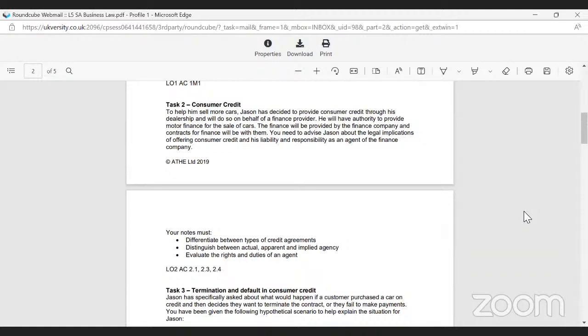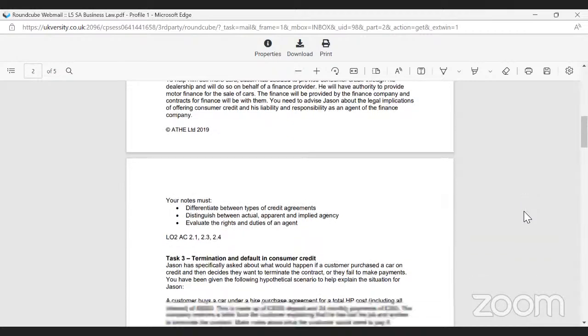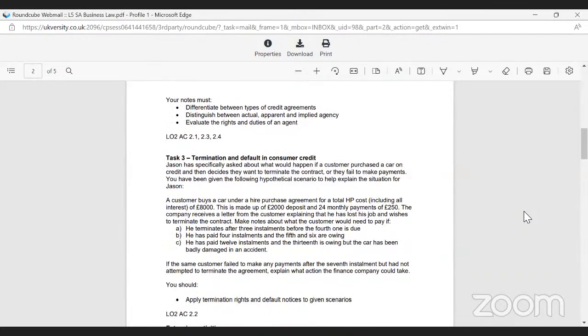You need to advise Jason about the legal implications of offering consumer credit and his liability and responsibility as an agent of the finance company. Your notes should include, can you see this, Sumit? Yes, ma'am. So you should differentiate between the types of credit agreements. Which types of credit agreements? Do you remember the types of credit agreements we had?